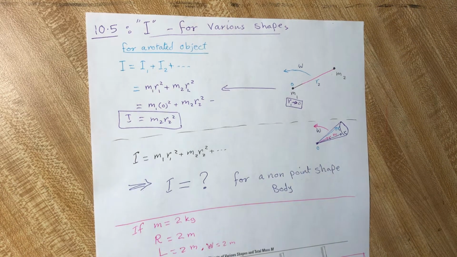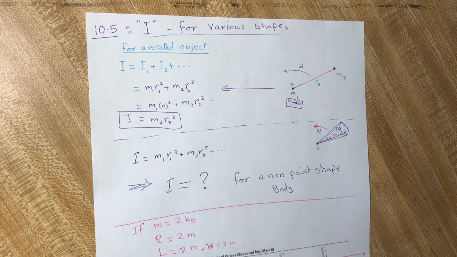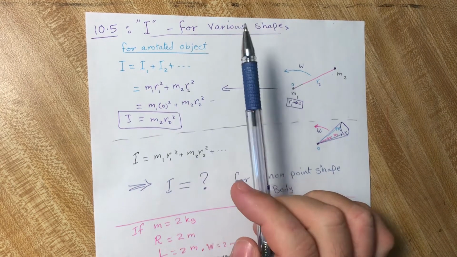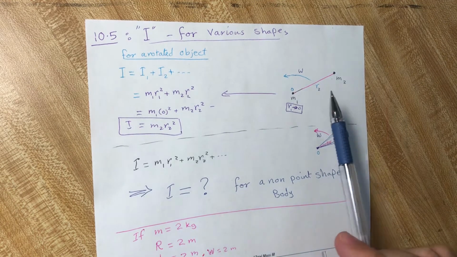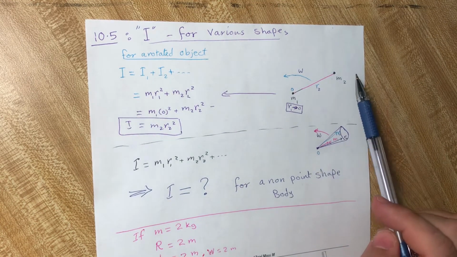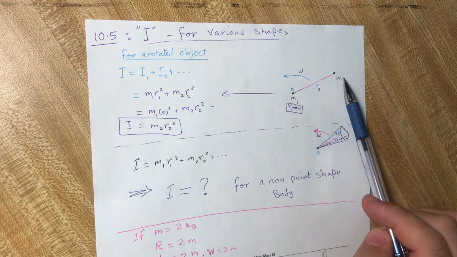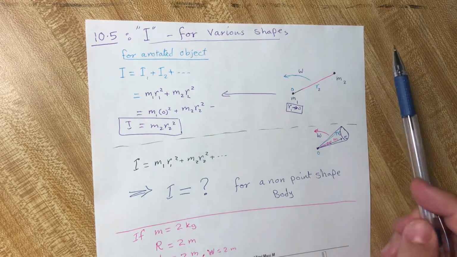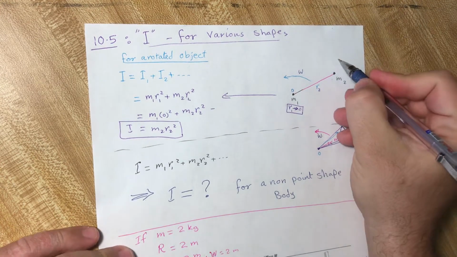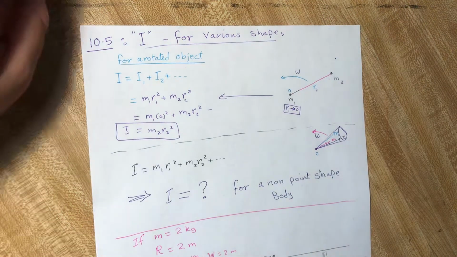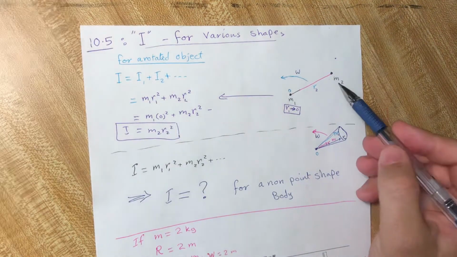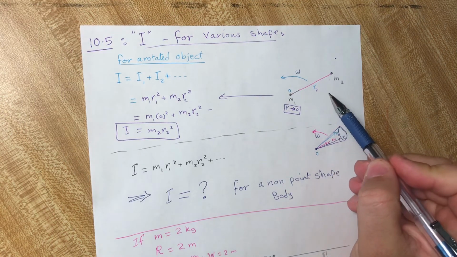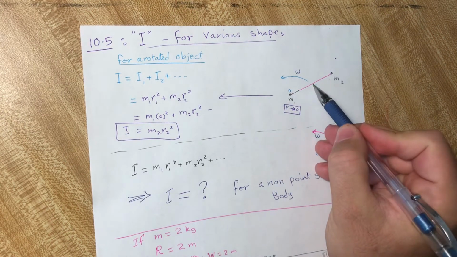Okay, now we'll talk about the second part of section 10.5, which is the moment of inertia for various shapes. Let us now see a point mass. The dimension of this mass is just a point. It is not an extended mass. So for this mass, it just has a position vector r.